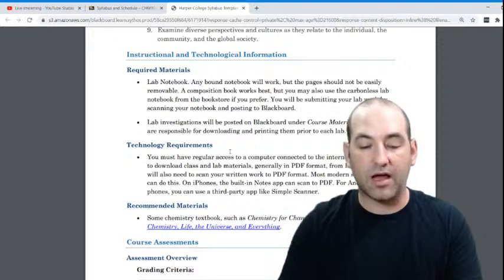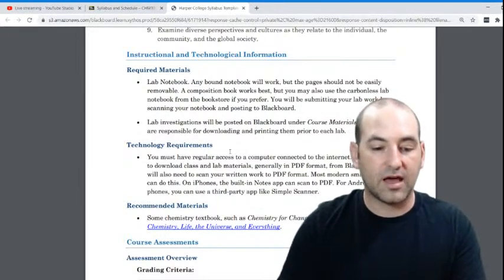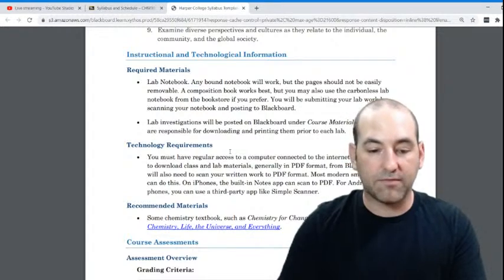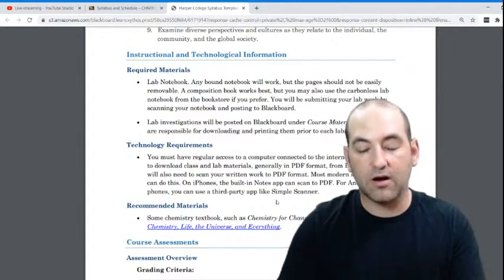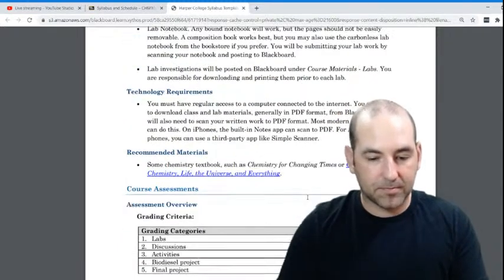So that's all you need to buy. Everything else is on Blackboard. So you do need access to the internet. We talked about Discord and stuff like that. If you want a textbook for reference, I've recommended a couple here. You may find that useful, but it's not required.